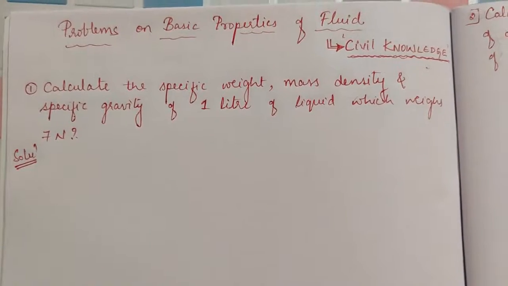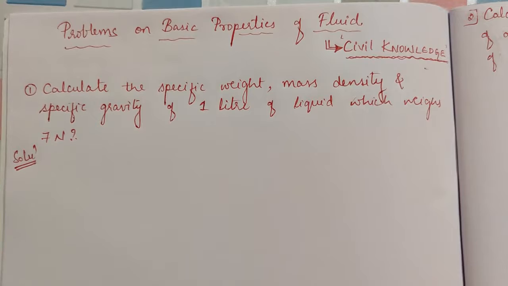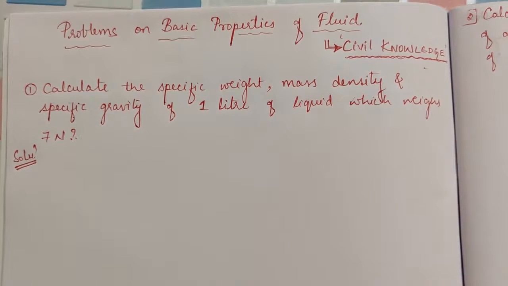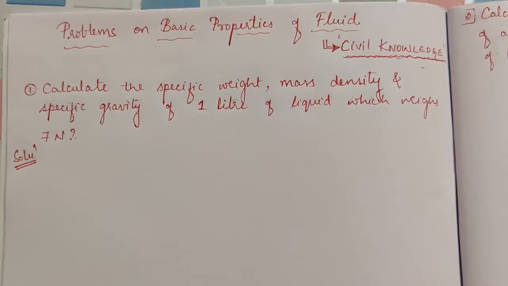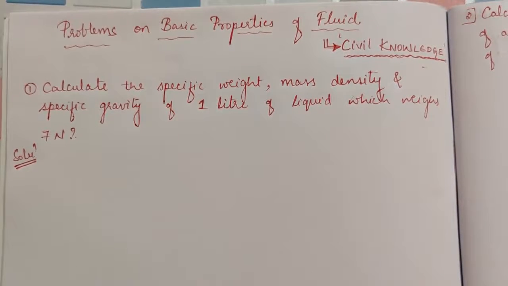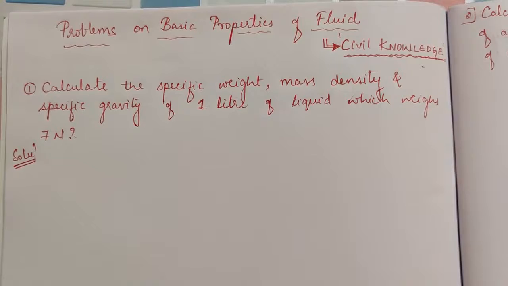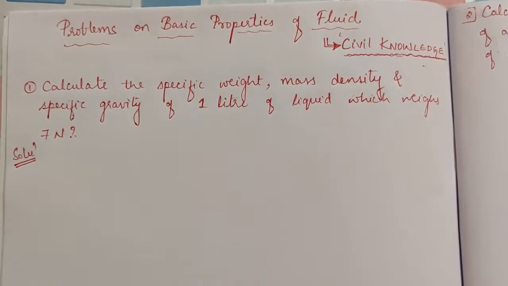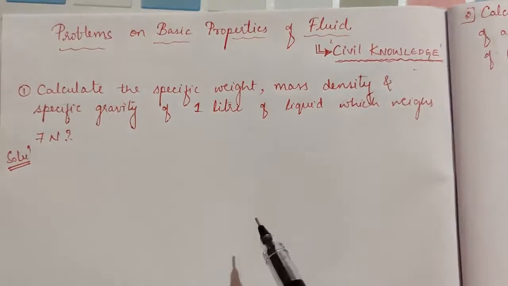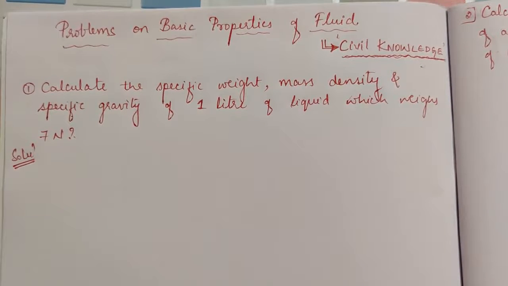Today let us solve some of the problems on the basic properties of fluid. So whatever we discussed, the specific weight, density, specific gravity, n number of things what we studied in our last classes. So to understand them better, we will calculate some of the problems. See here the first question: calculate the specific weight, mass density and specific gravity of 1 liter of a liquid which weighs 7 Newton.